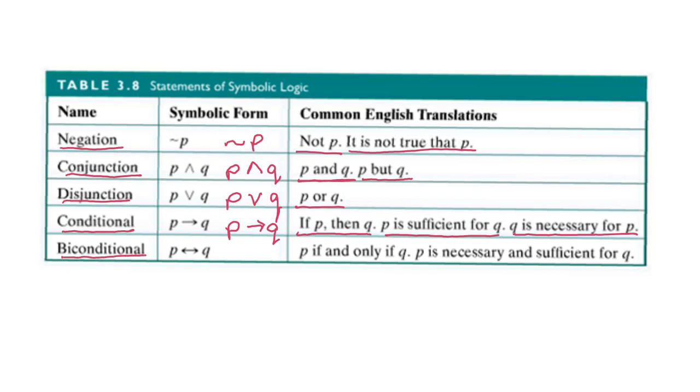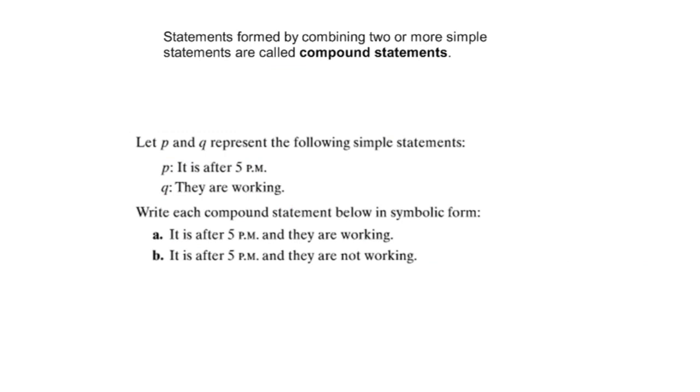And lastly, we have the biconditional. The biconditional has double arrows between P and Q. This means P if and only if Q. So the double arrows can imply if and only if. P is necessary and sufficient for Q. So it's a good idea to go ahead and review this table. Make sure you understand your different logic symbols. Statements formed by combining two or more simple statements are called compound statements.